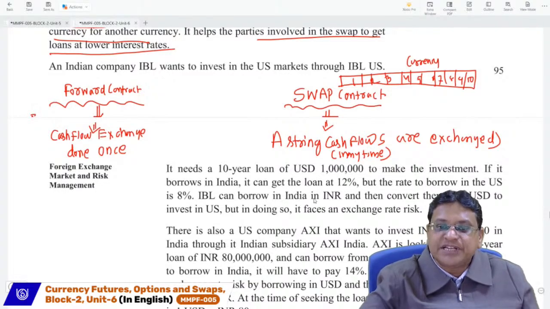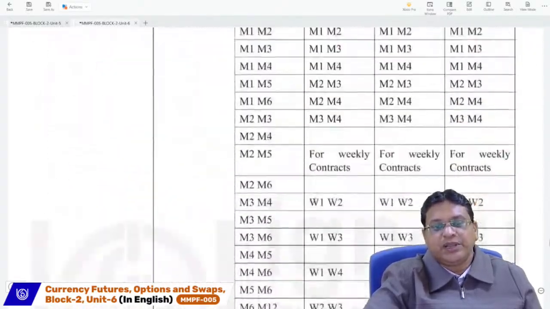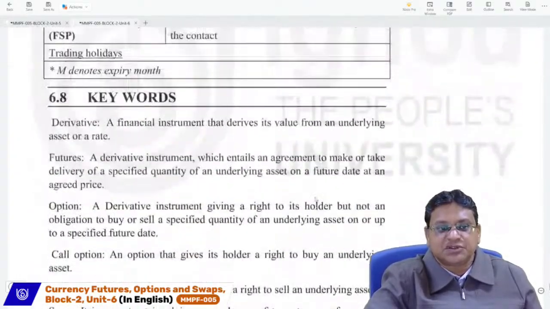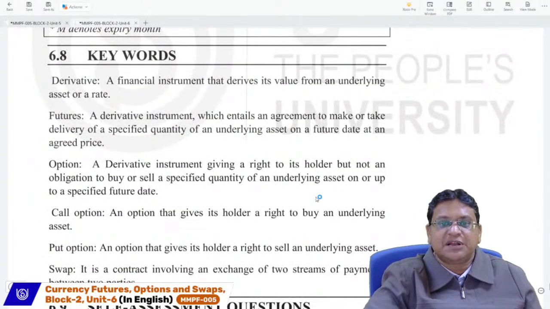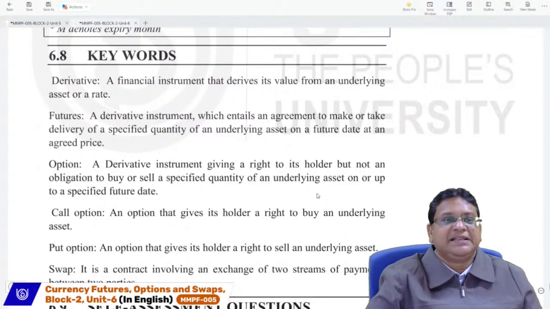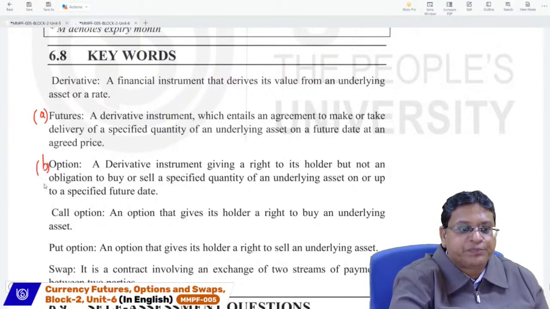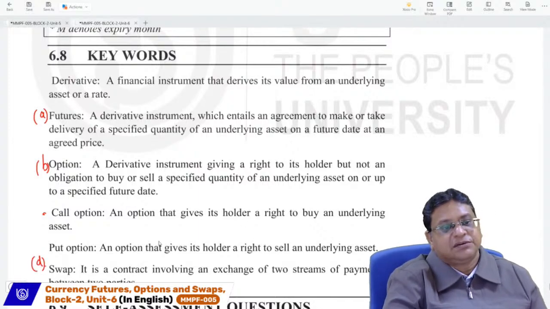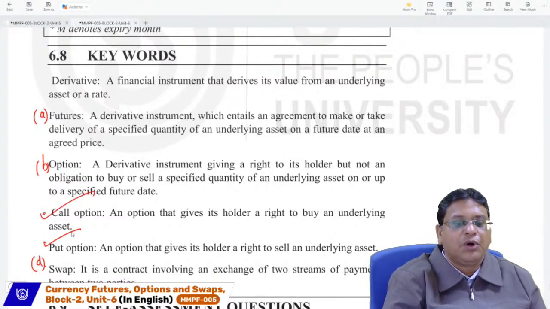Okay, so with the help of a currency swap, we can manage the exchange rate risk. So in my class, let me summarize my discussion today. We have discussed derivatives. I have discussed that derivatives are financial contracts which derive their value from the underlying assets. Then we have discussed there are 4 types of derivatives: forwards, futures, options, swaps. In options, there can be a call option or a put option.